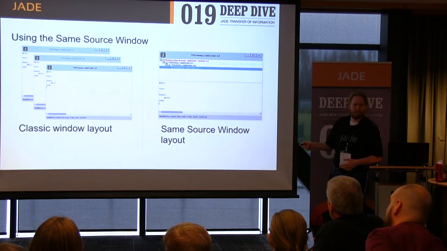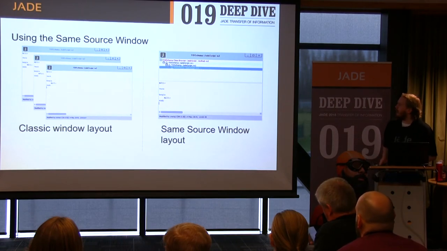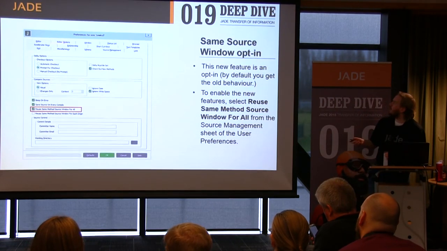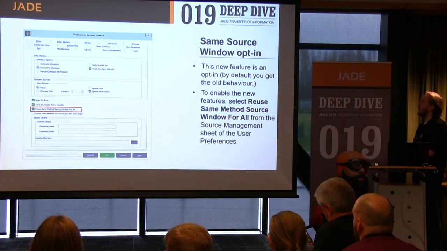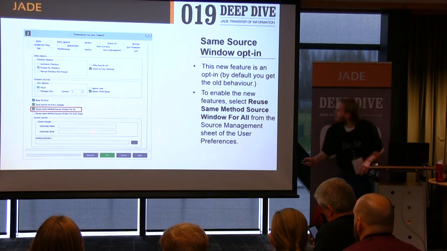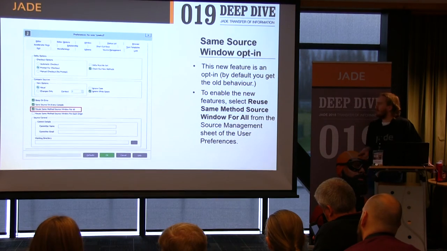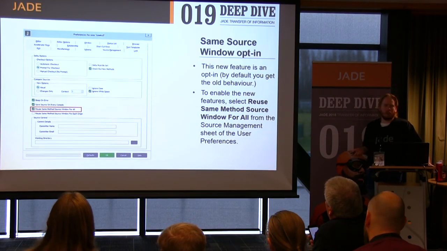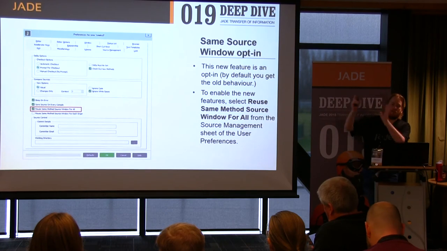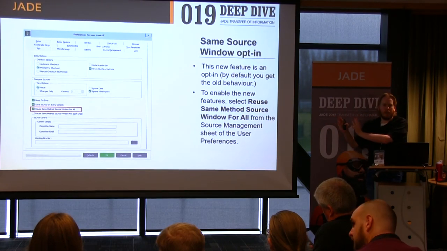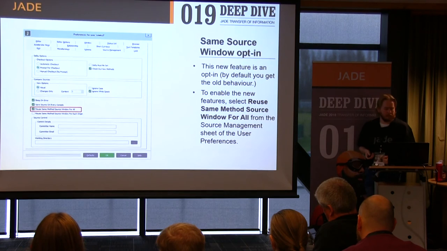Previously, you just get a new window for each of them. We have the ability now to just put them all in the same source window and have a little hierarchy up the top here. So if you want to take advantage of this, you're looking in the source management sheet, and you've got reuse same method source for all, or also same method source for each origin. The difference is for all, you get one big method source window no matter where you're coming from. For each origin is if you have one class hierarchy browser and you're doing this, you get one method source window. You then open up a new class hierarchy browser and do the F11, you'll get a separate one. So it will be on a per hierarchy browser basis for the reuse same method source for each origin option.